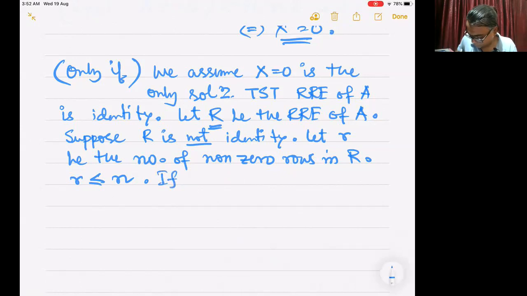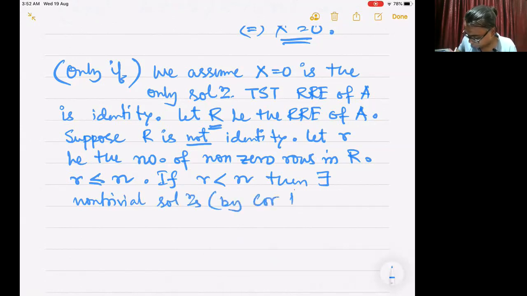If r is strictly less than n, then there exist non-trivial solutions by corollary 1, which is a contradiction.